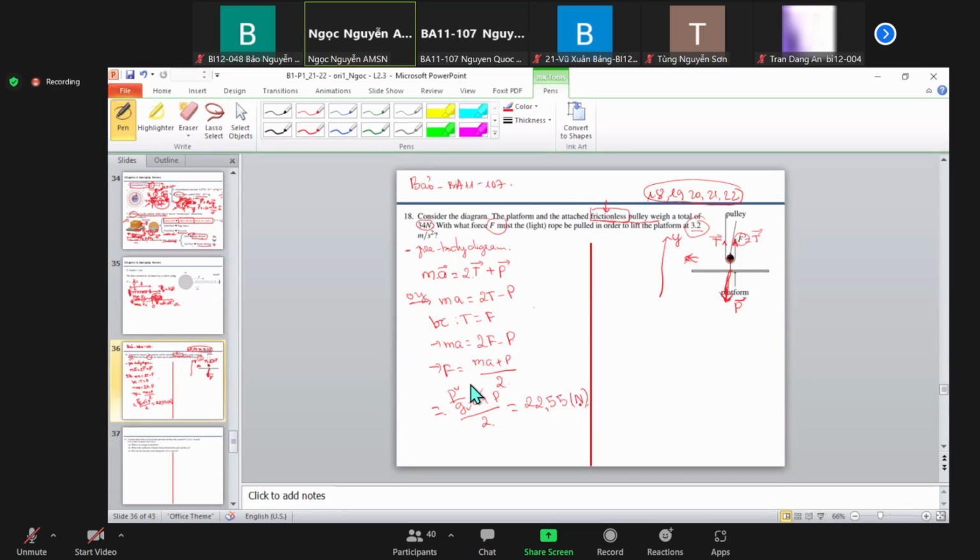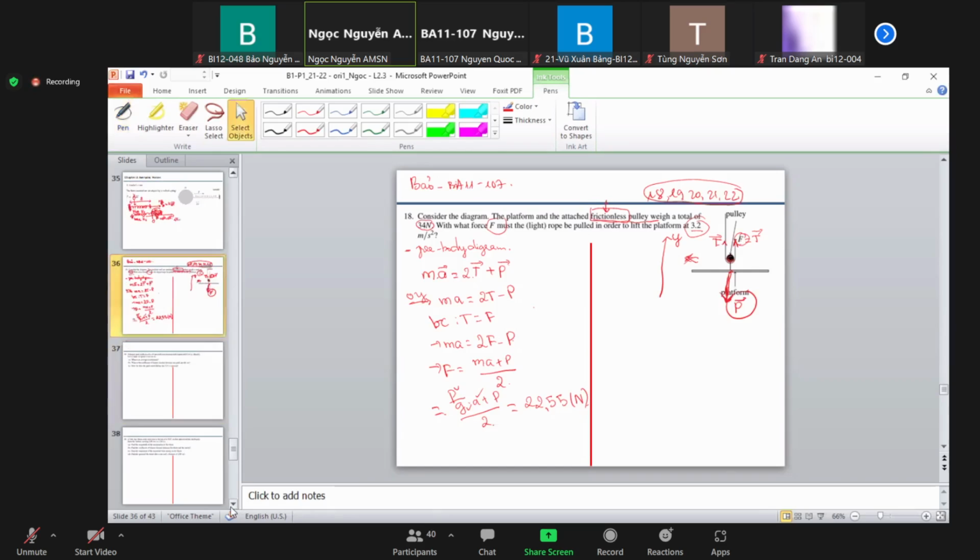So in this problem, you just need to determine the gravitational force at that point, and T will be equal to F here. We have no friction force here, so everything else is so easy, right? This problem is so easy. So we will move to the next one.